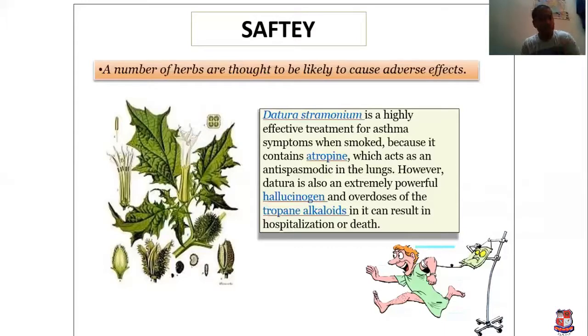Like datura, it is an antispasmodic drug. Datura stramonium is highly effective for asthma because the main chemical constituent is atropine, which acts as an antispasmodic for the lungs. But it is also a powerful hallucinogen. Whenever we administer a higher dose or overdose of datura or tropane alkaloids, it can result in hospitalization or death of the patient, and this we can say is an adverse drug reaction.